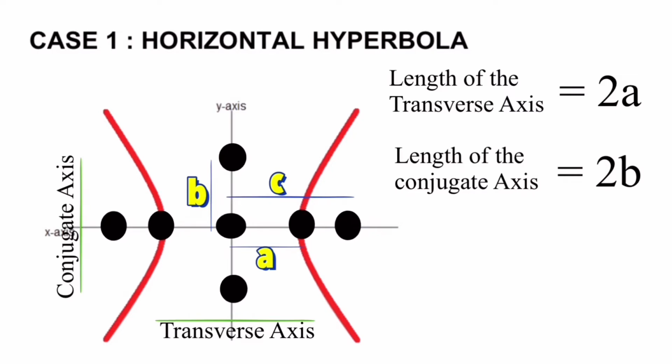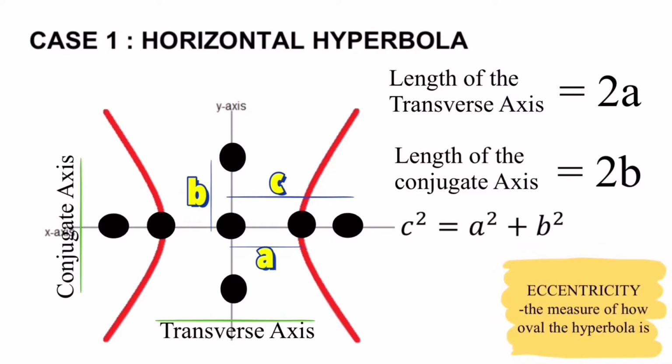Now, the equation that relates all these three lengths, a, b, and c, is c squared equals a squared plus b squared. We also have another quantity called eccentricity. Eccentricity is defined as the measure of how oval the hyperbola is. The formula for the eccentricity is c over a. We remember that eccentricity for a hyperbola is always greater than 1.